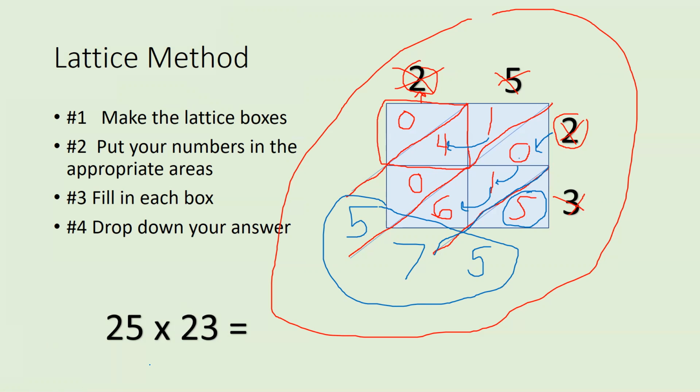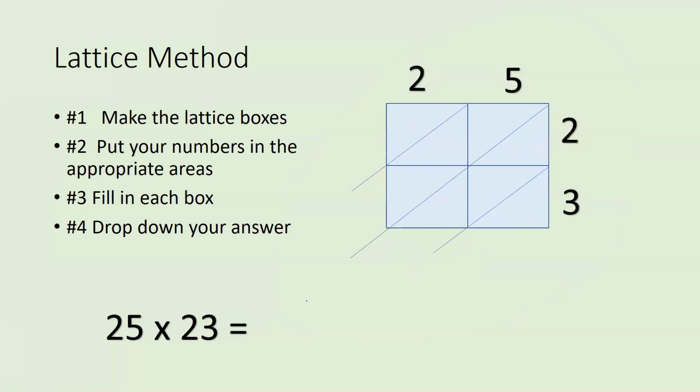Okay? So let's see that again. Let me erase this here. The first thing that you do is you make your 4 boxes, and then you connect each corner, the top right and the bottom left corner. And that is the hardest part of making the lattice method, is making the boxes. Once you make the boxes, 25 goes on top, 23 goes on the side. If you put 23 on top and 25 on the side, you'll still get the same answer.